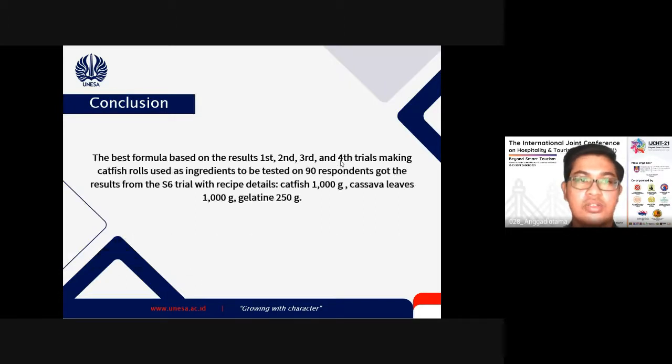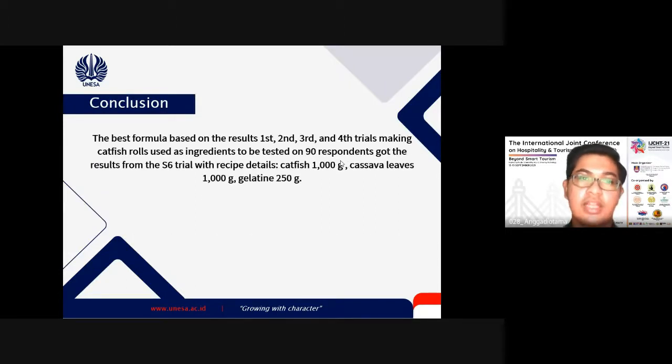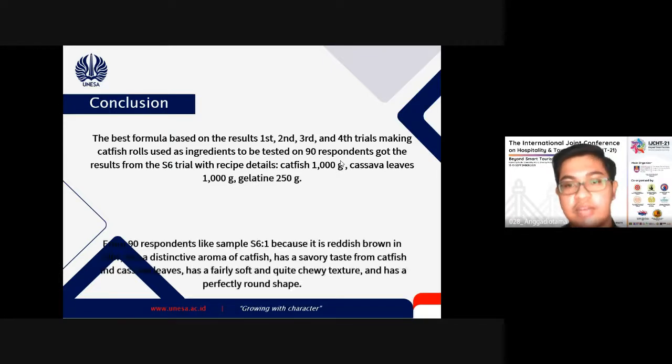And this is the conclusion. The best formula based on the research, first research, second research, third research, and fourth research trial making catfish roll using the best ingredients tested on 90 respondents, got the result from S6 trial with a recipe of catfish 1000 grams, cassava leaf 1000 grams, and gelatin 220 grams.